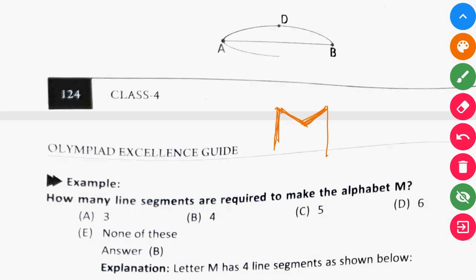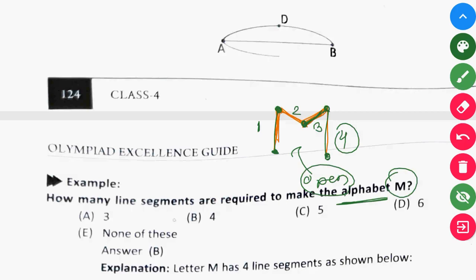Now see, in the figure M, how many lines are used? You can see, this is one point, this is another point, this is one point, this is another point, and this is another point. Okay, so 1, 2, 3, 4, 5 points are there. This is an open figure, not a closed one. Just for the knowledge. Now, how many line segments are used? 1, 2, 3, and 4. So to draw the alphabet M, we need 4 line segments.